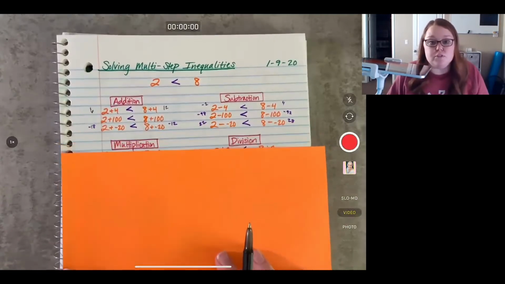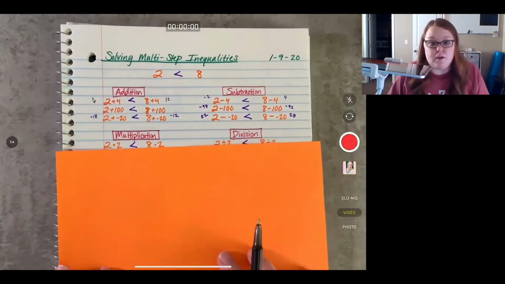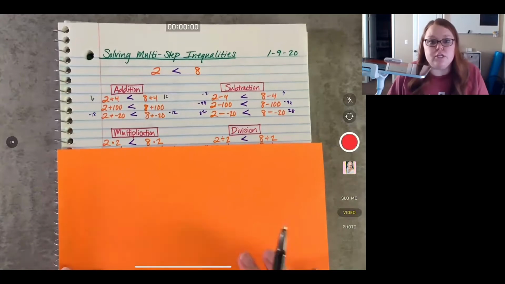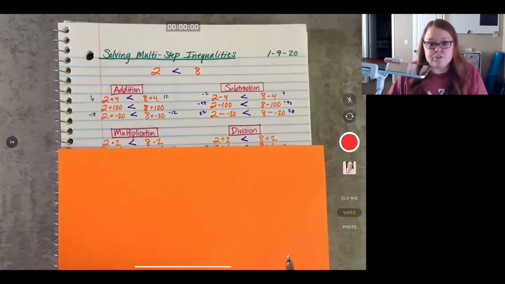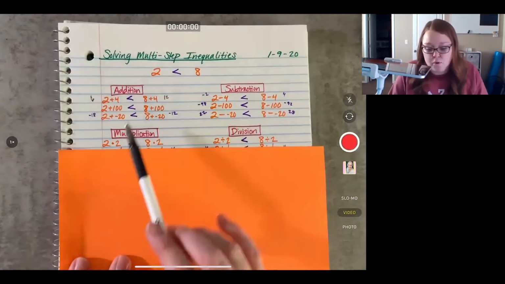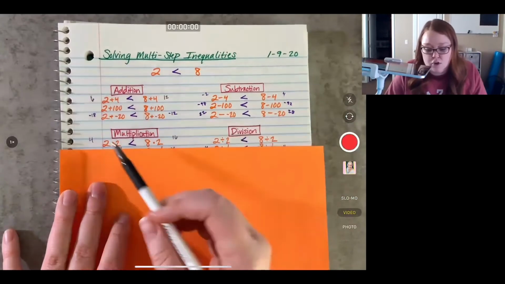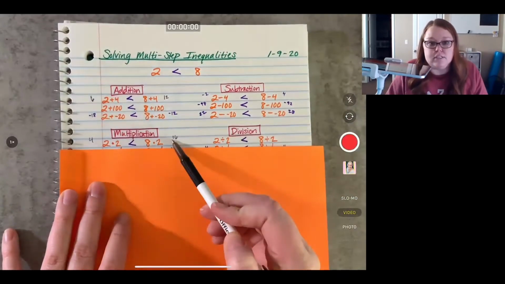So now let's move on to multiplication and division. Okay, and once again, you don't need to write this. You're just kind of watching and observing and understanding. So here we just started with 2. So we times by 2 on both sides. 2 times 2 is 4. So we got 4 on this side. 8 times 2 is 16. 4 is less than 16.